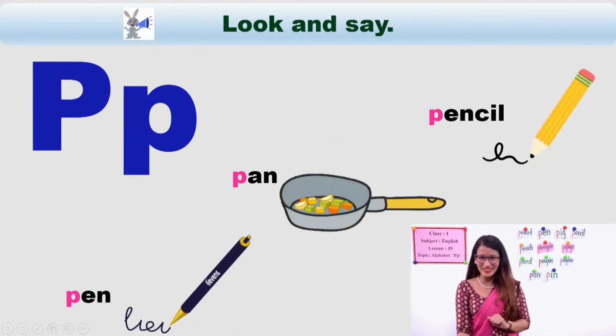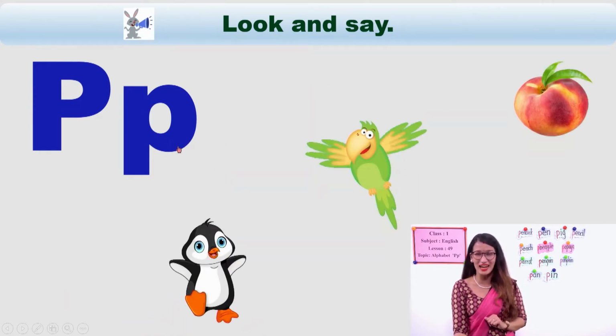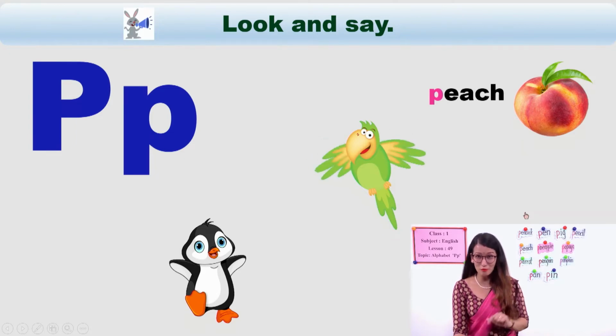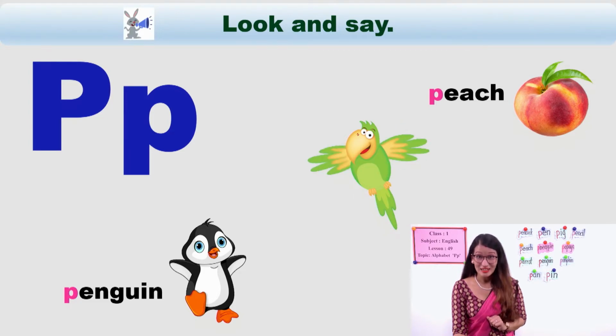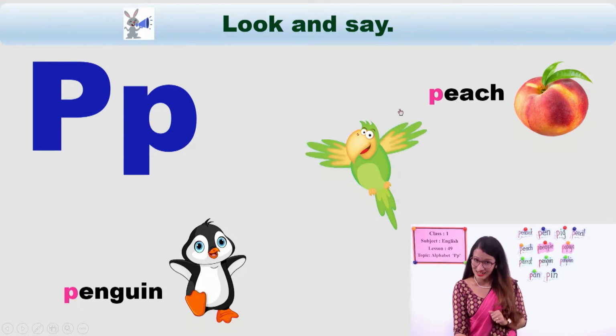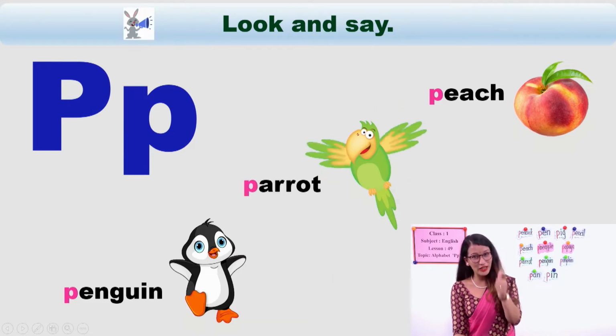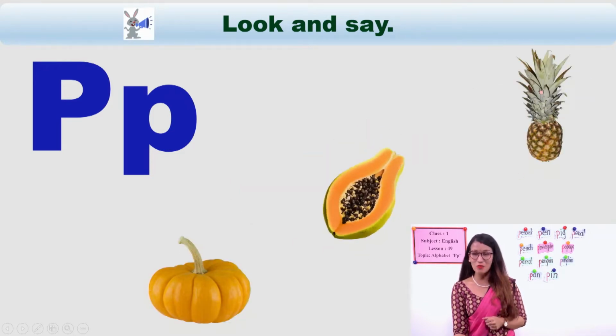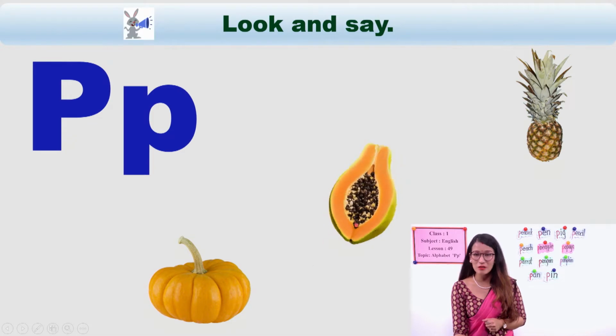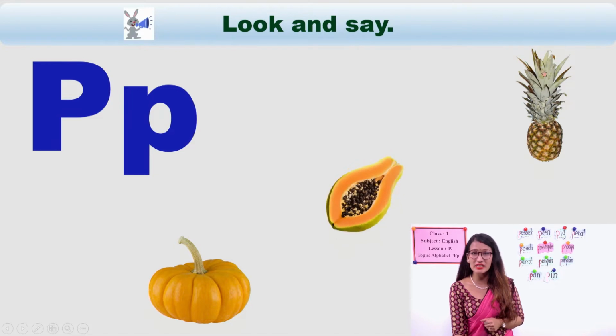Very good. Okay here. Now once again, can you name this picture? Good. One more time. Excellent. Penguin. Penguin. Very good. One more time. Read it. Wow. Now one more time. Look at the pictures. First you say what is this?